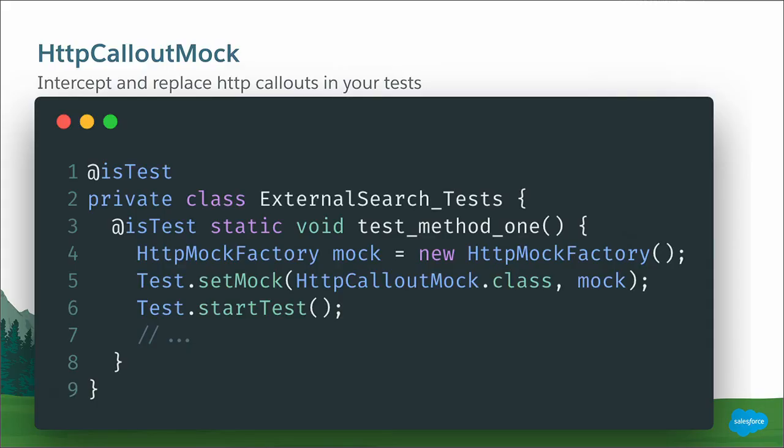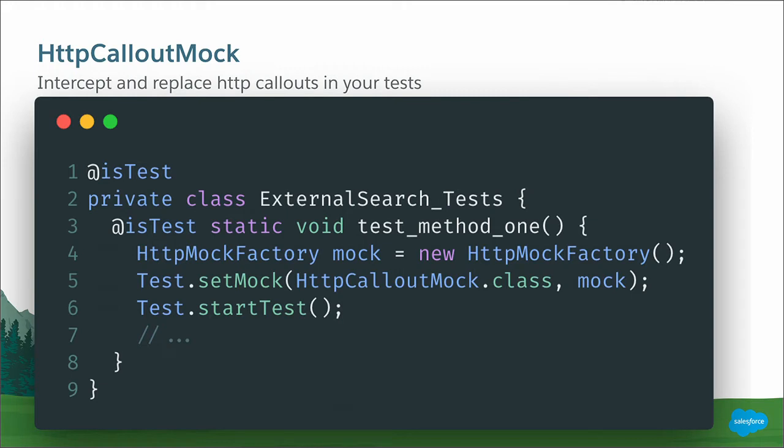And to do that, you create a mock class, and you can insert this mock into your test and set it up as the mock. And when your code makes that callout, the mock will be returned instead of the callout. Does that make sense? So instead of the callout actually being made, your mock will be returned. And we'll look at how that works here in just a second. But basically what happens is you're going to create this new mock. I've called mine HTTP mock factory. We'll see why in just a second.